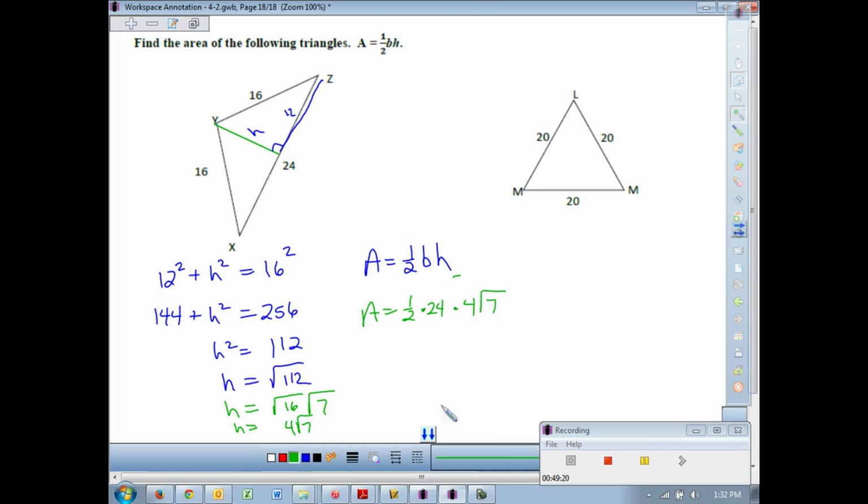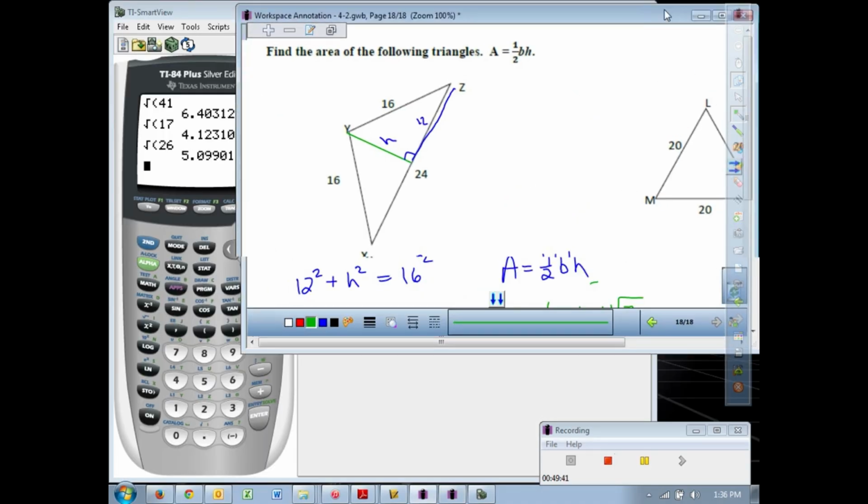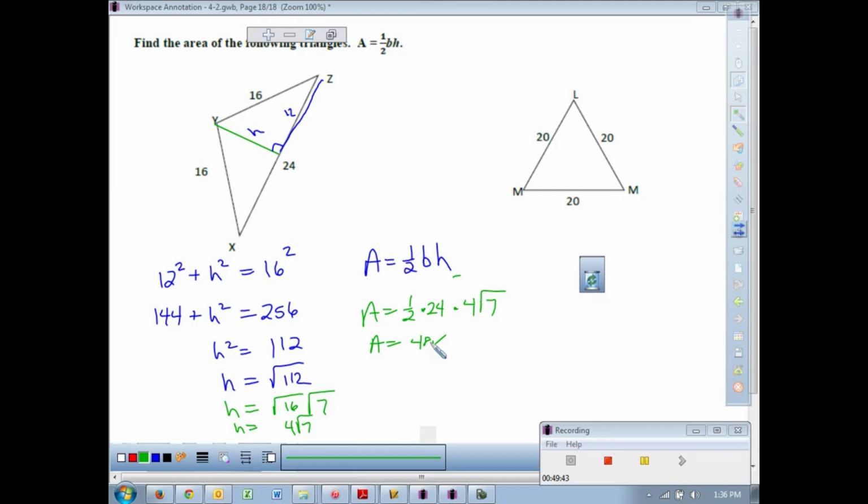And here's how you roll. You can multiply numbers with numbers and radicals with radicals. These are all numbers. 1/2, 24, and 4 are all numbers. Do you know what half of 24 is? 12. Then take it times 4 also. What's 12 times 4? 48. And the radical just comes along for the ride. So it's 48 radical 7.